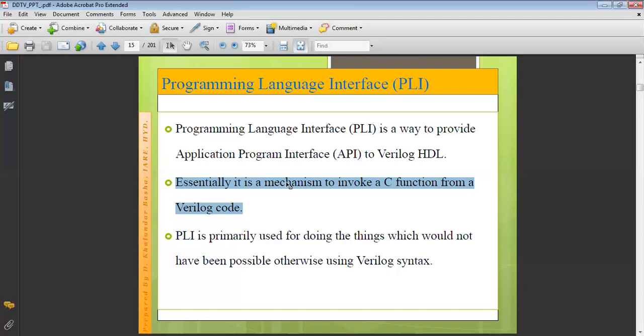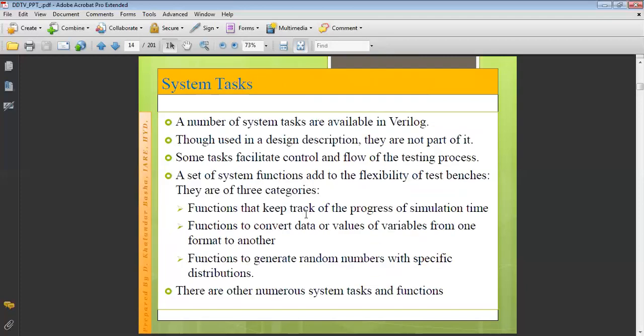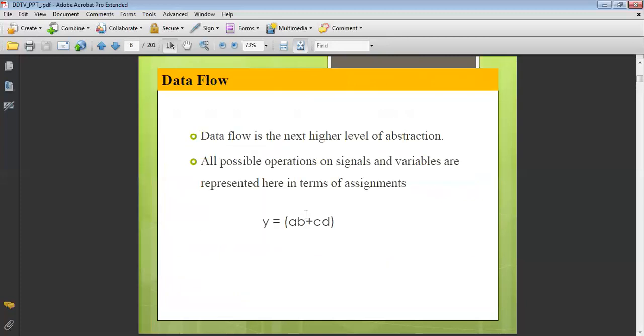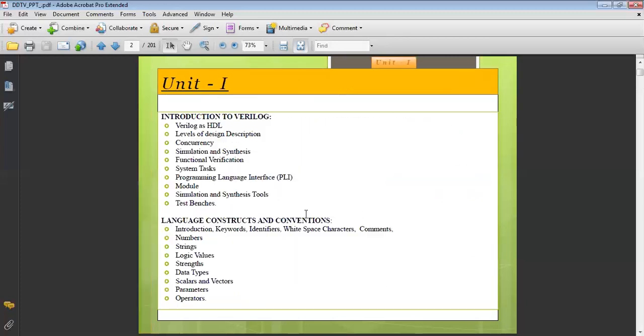Okay, students, today I would like to conclude today's session. Today we discussed the basic topics: Verilog and HDL, levels of design description, concurrency of the HDL, simulation and synthesis, functional verification, system tasks, and the programming language interface here. Tomorrow we will start with the basic structure of Verilog HDL and the major components present in Verilog HDL here.